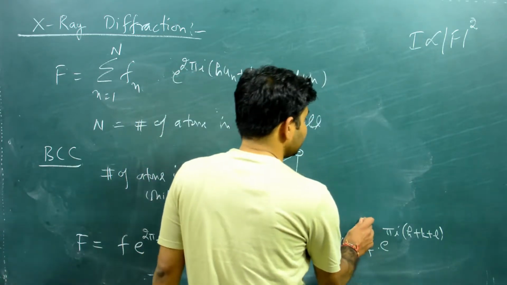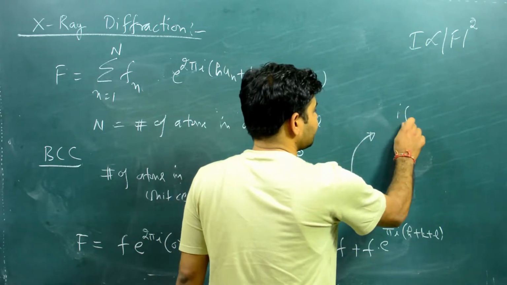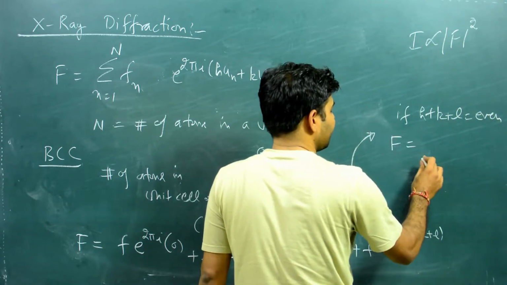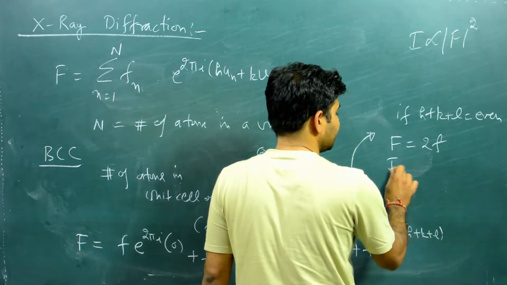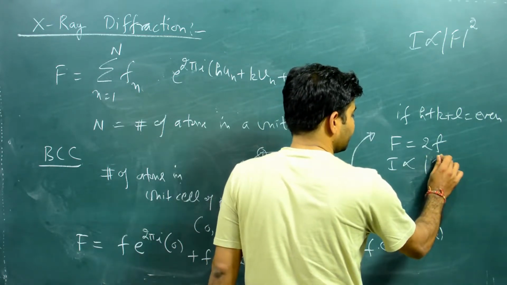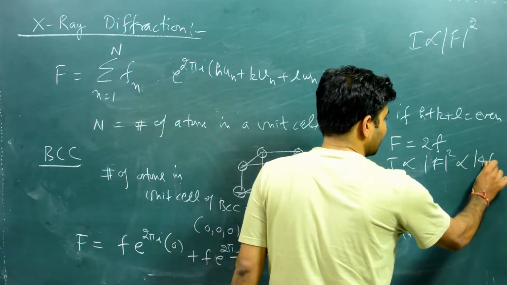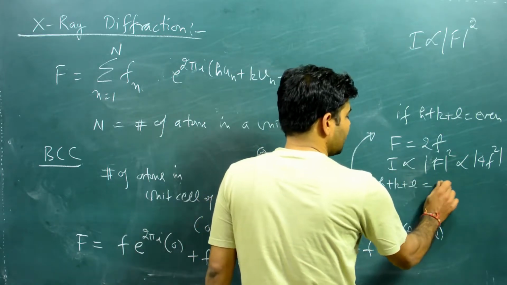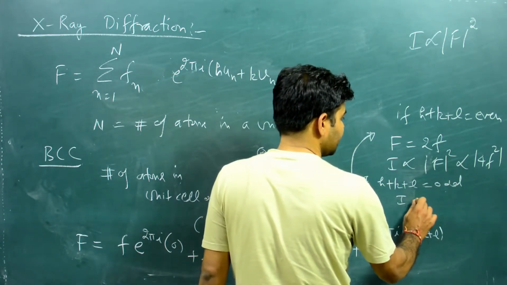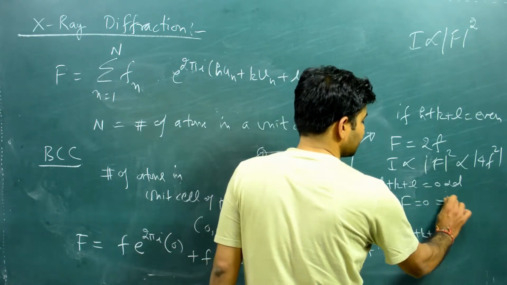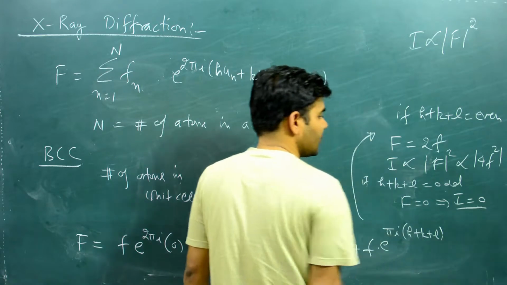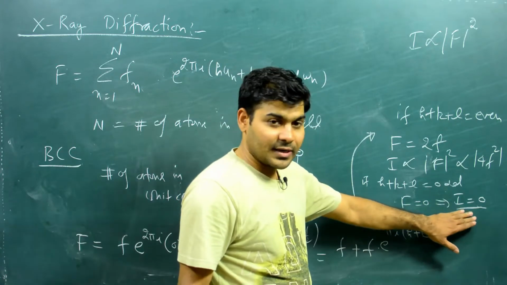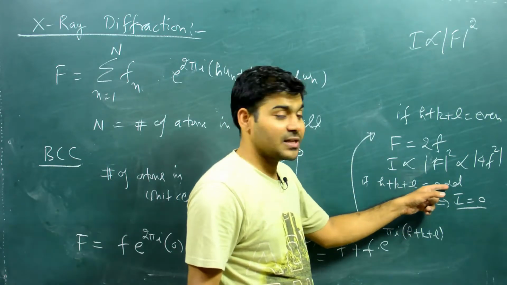So from here we can conclude that if h plus k plus l is even, we get capital F as 2f. So intensity will be proportional to modulus F squared, which is proportional to 4f squared, non-zero. And if h plus k plus l is odd, the intensity is going to be 0, I mean no diffracted beam in this case. It means the Bragg condition is not satisfied for those planes for which h plus k plus l is odd.